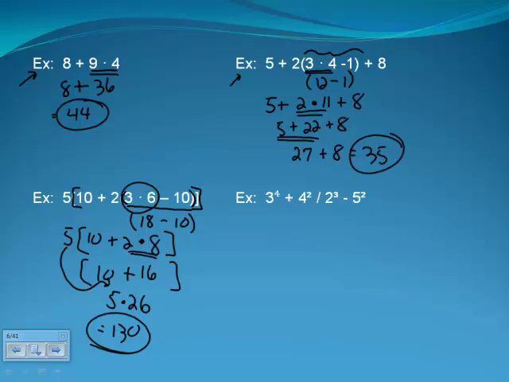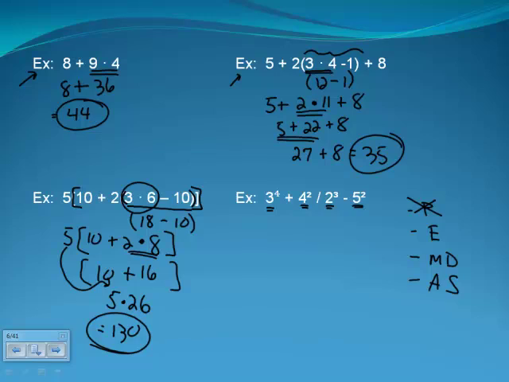Okay, moving over to the fourth and final example on this page. We don't have any groupings, but we do have exponents, which is the second thing on our list. Remember, it's please, excuse, my dear, Aunt Sally. Parentheses, exponents, multiplication and division, addition and subtraction. So we don't have any parentheses, but we do have exponents. Since we have more than one exponent in the problem, we're going to work left to right. That's always the rule. Okay? If you're on the same level, you always work left to right.